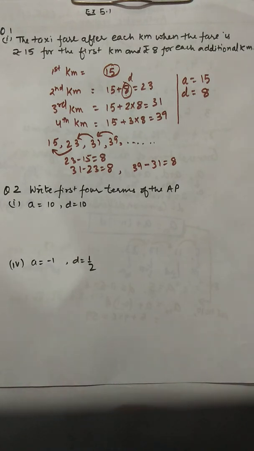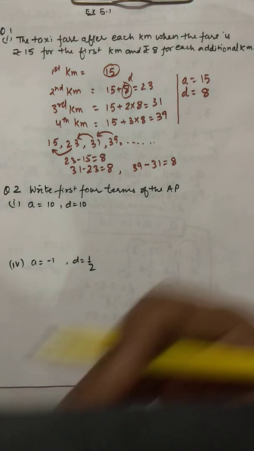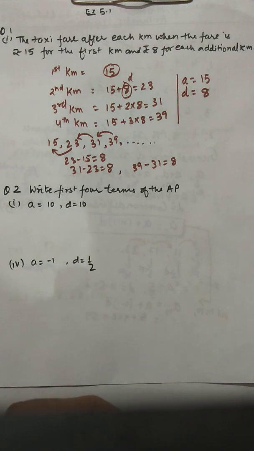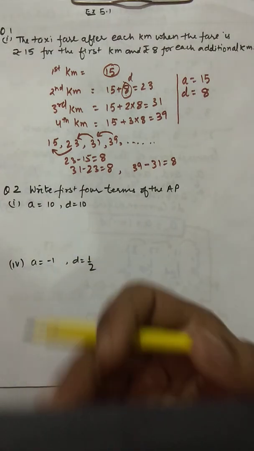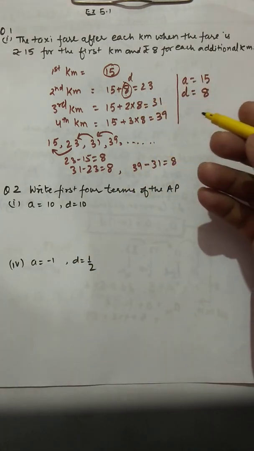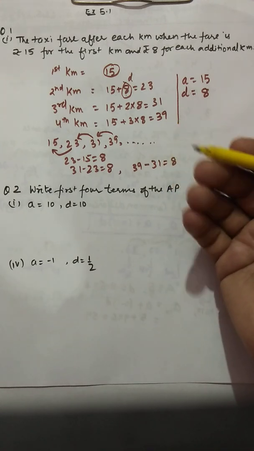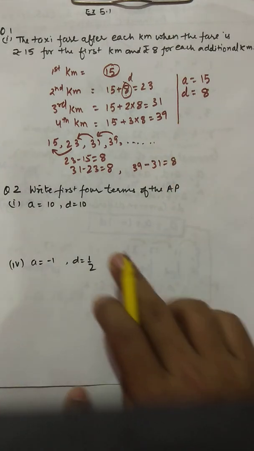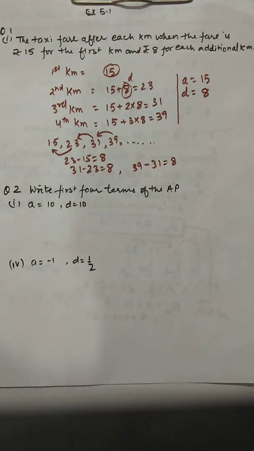Using the formula of the general term, you can also find the fare after completing a certain number of kilometers. For example, if I ask you how much you have to pay after 10 kilometers, rather than adding this way, you can apply the formula and you will get the answer. Now come to question number 2.